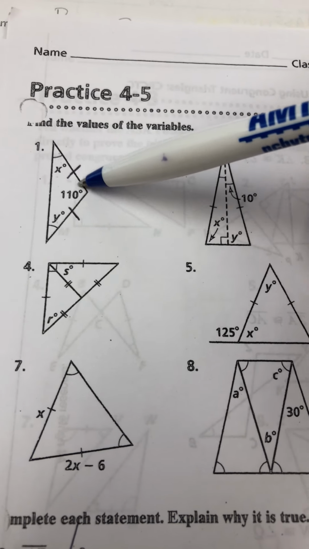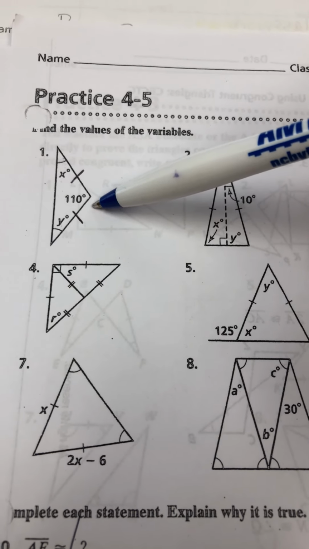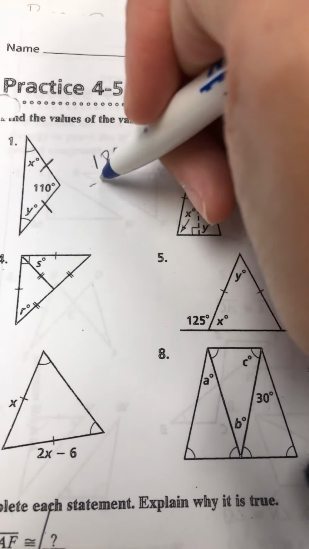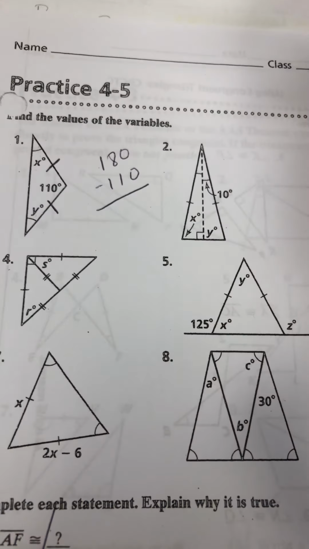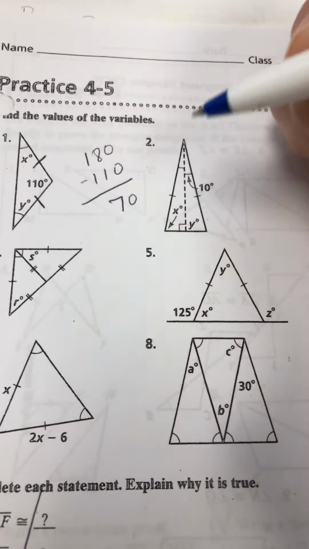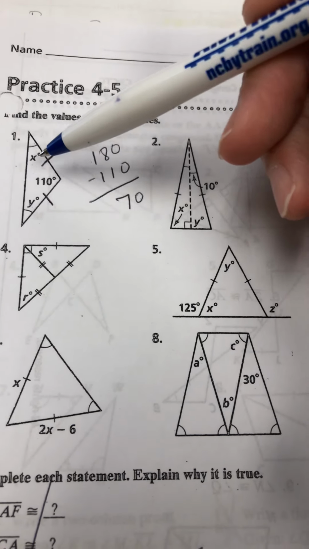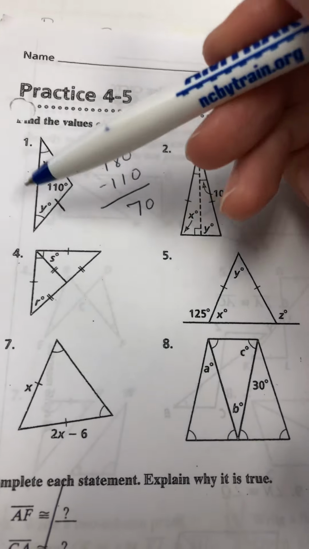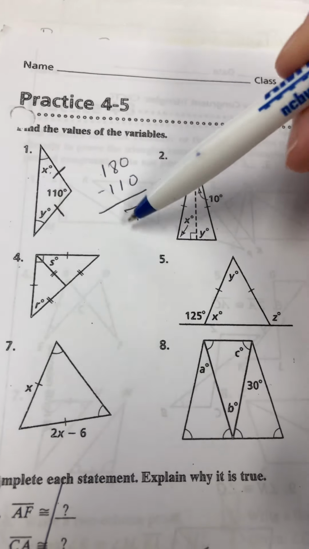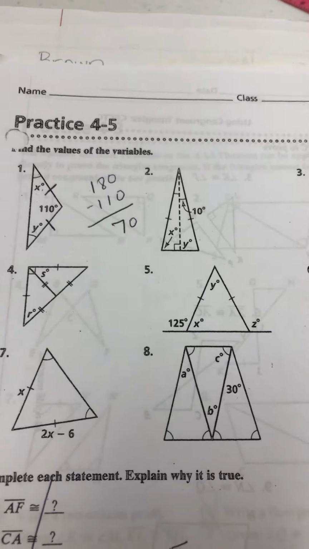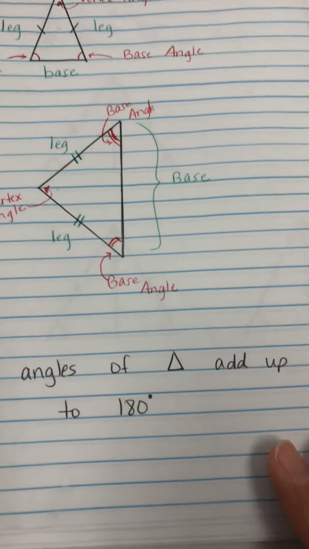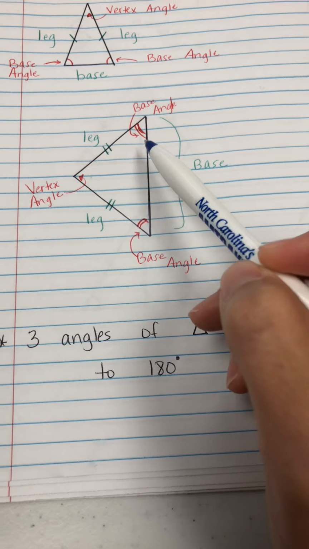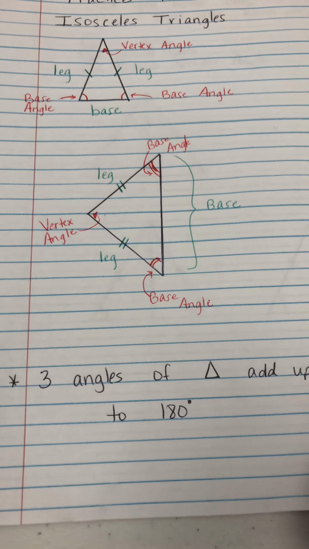Now this vertex angle has been given to me as 110. So if I take 180 degrees and subtract the 110 degree vertex angle, that leaves me 70 degrees left over. Now that 70 degrees has to be split up between both of these angles, so all I have to do is divide 70 by 2 to get each one of those angles. So it's important to remember that all three of those angles, the two base angles plus the vertex angle together, have to add up to be 180 degrees.